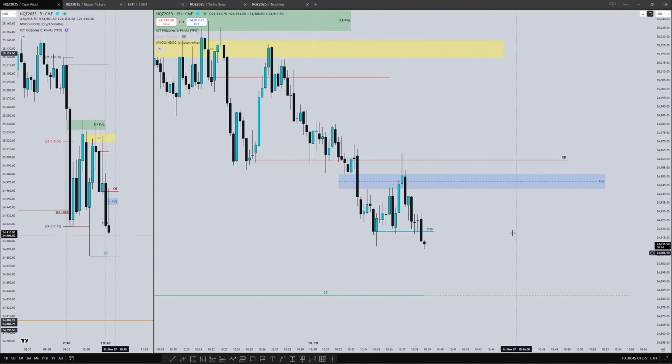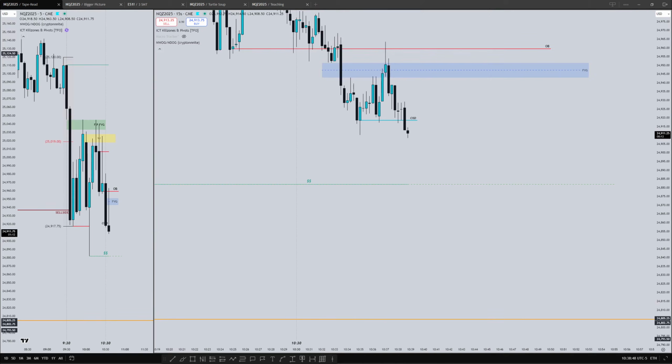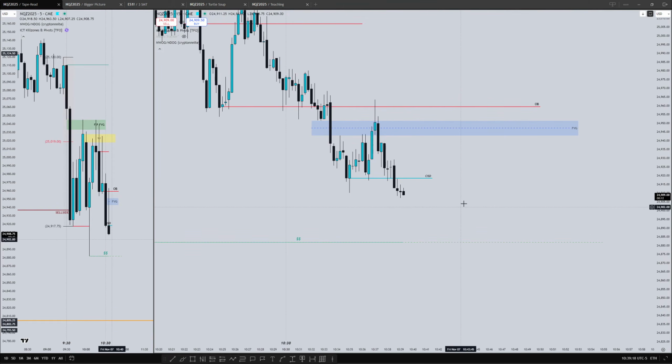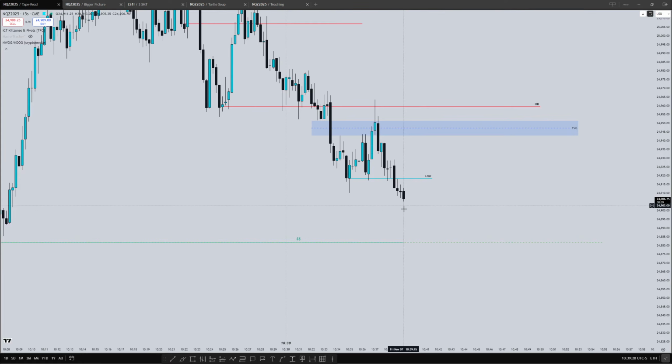And then 24,805. Now you can see, does the change in state of delivery want to be used as a bearish order block? So you want to see it expand and start to form a gap now.